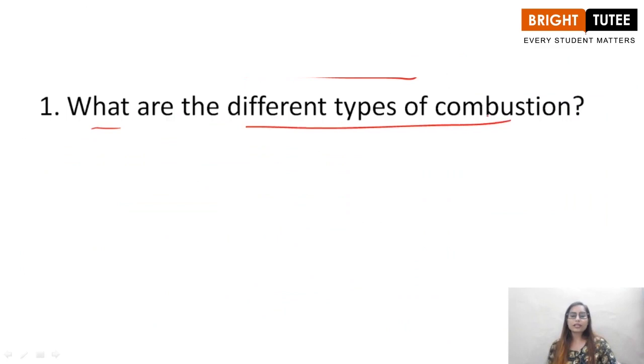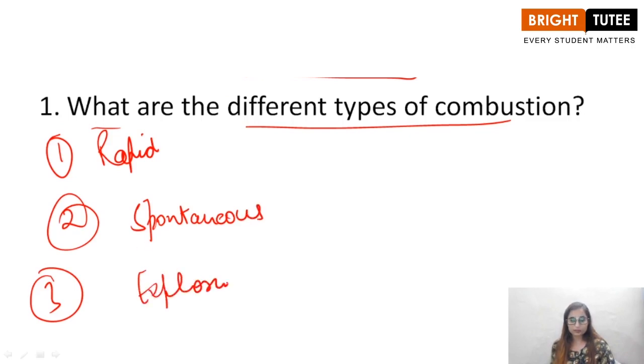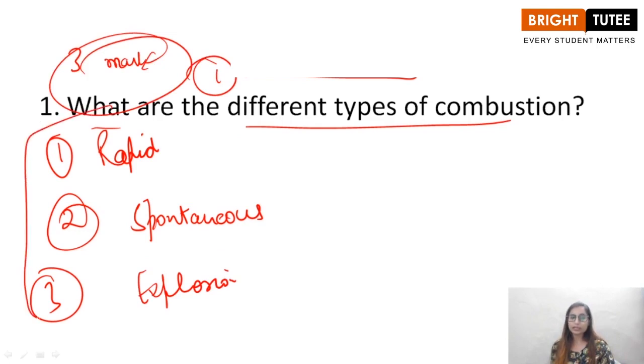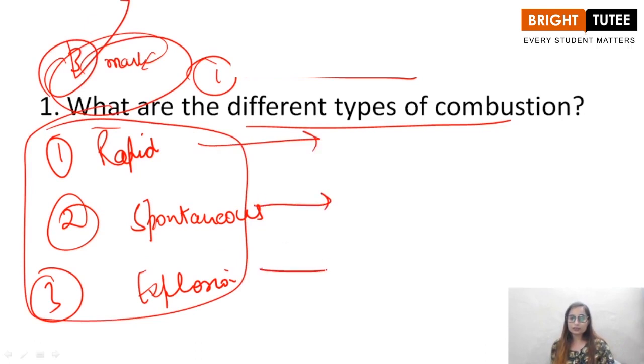What are the different types of combustion? There are 3 different types of combustion. First one is rapid, second is spontaneous, and third is explosion. So when this question comes, this is a 3-mark question and can also be asked as a 1-mark question in which you will only name the kinds of combustion. If it is a 3-mark question, you will provide the definitions of all the 3.